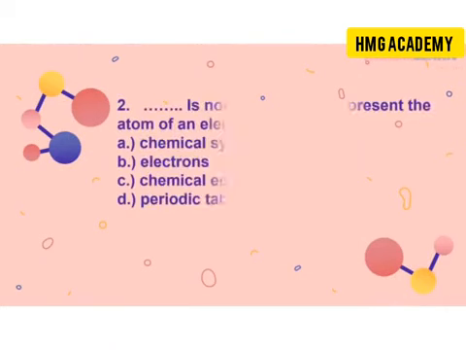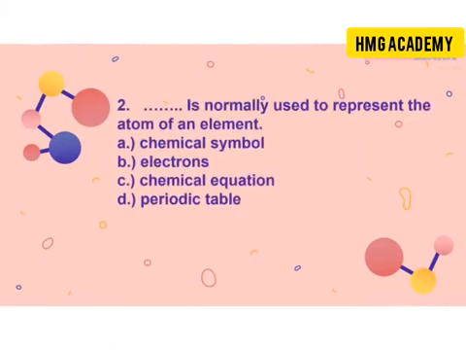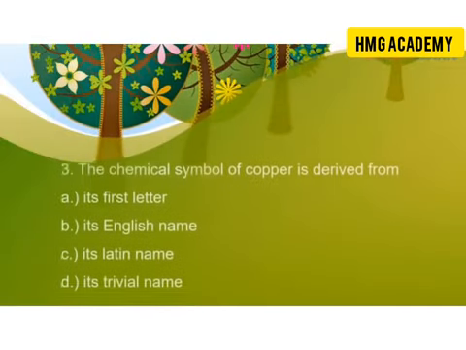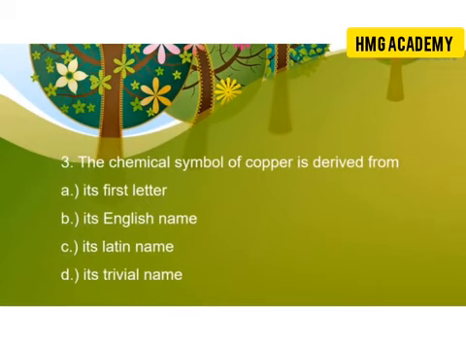Question 2. Dash is normally used to represent the atom of an element. A. A chemical symbol, B. Electrons, C. Chemical equation, D. Periodic table. Question 3. The chemical symbol of copper is derived from A. Its first name, B. Its English name, C. Its Latin name, D. Its trivial name.